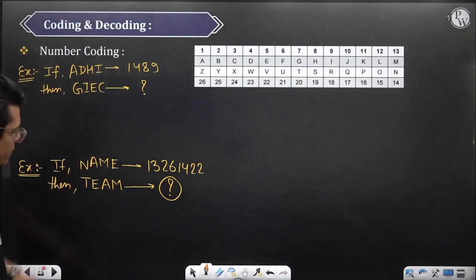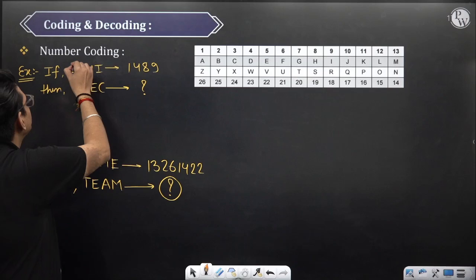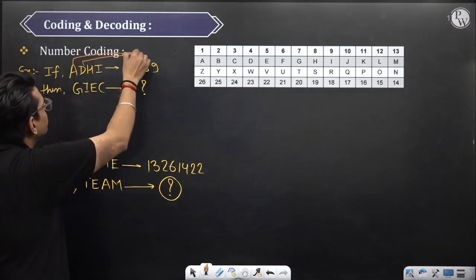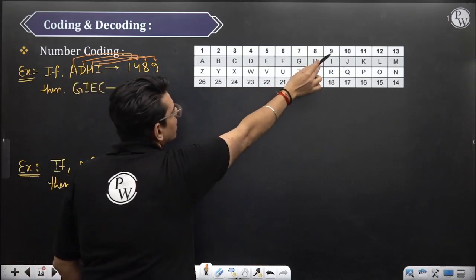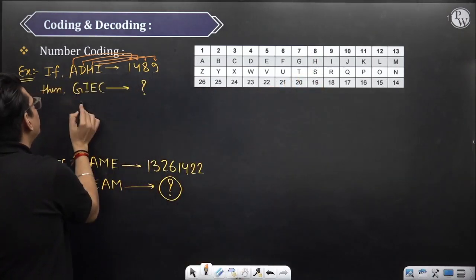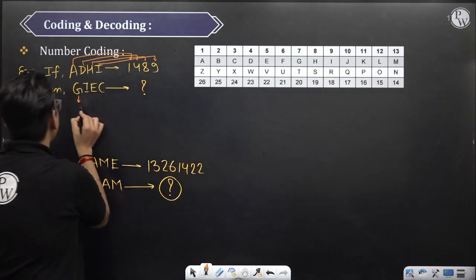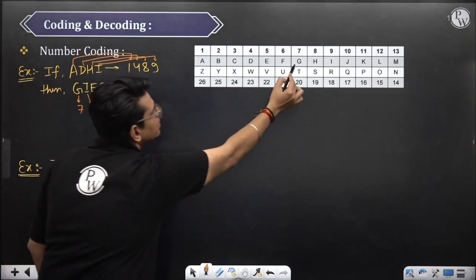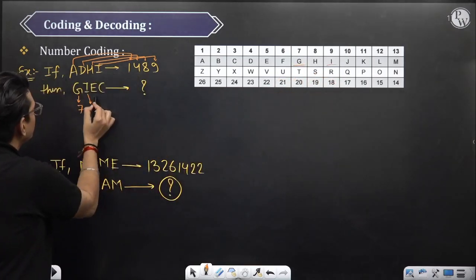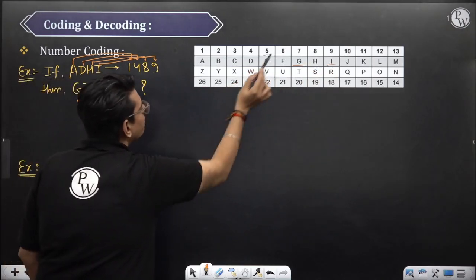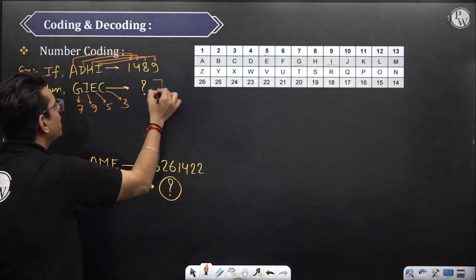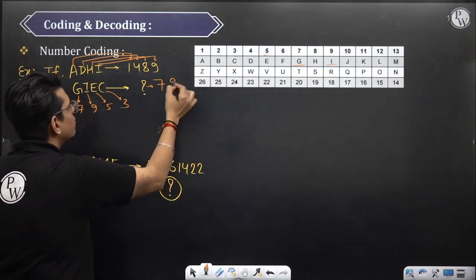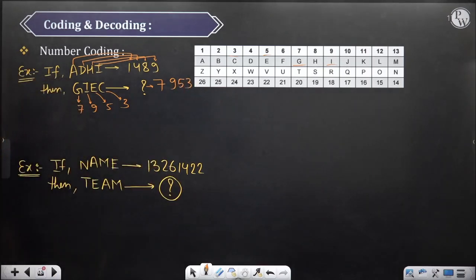Suppose, for example, this is an example. ADHI is 1489. So A's position is 1, D's position is 4, H's position is 8 and I's position is 9. So this is nothing but positional value. For GICE: G is 7, I is 9, E is 5 and C is 3. So the code for this is nothing but 7953, right? This is one type of the question.